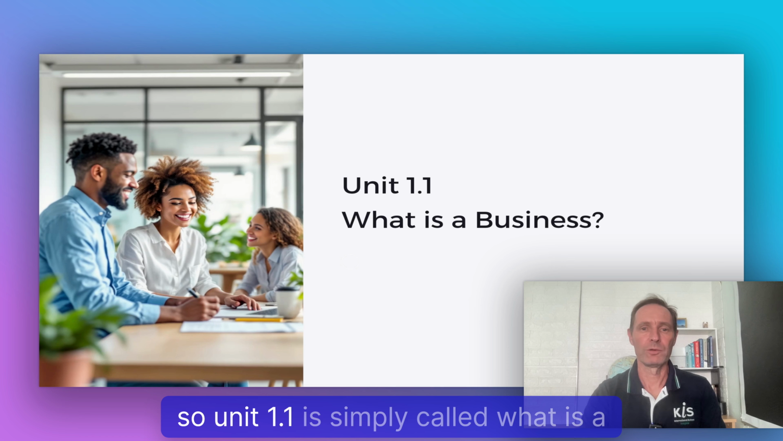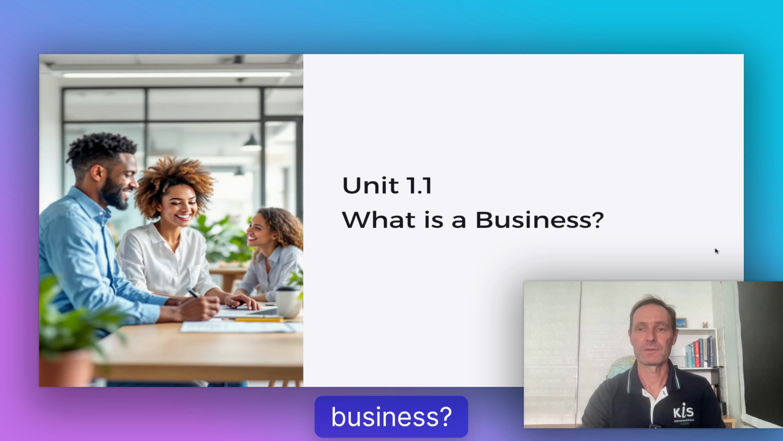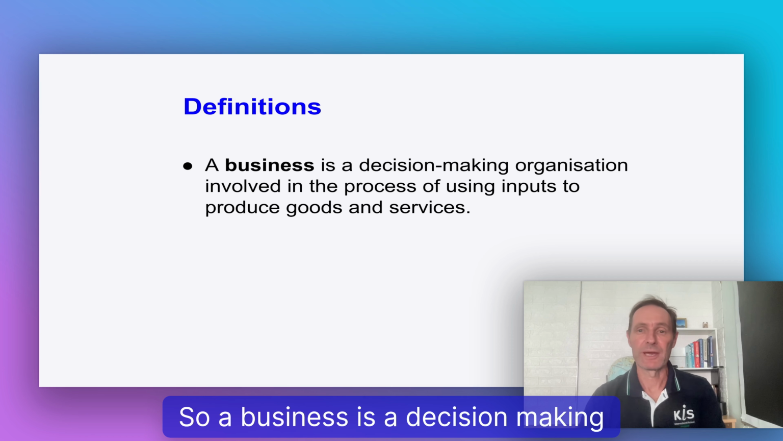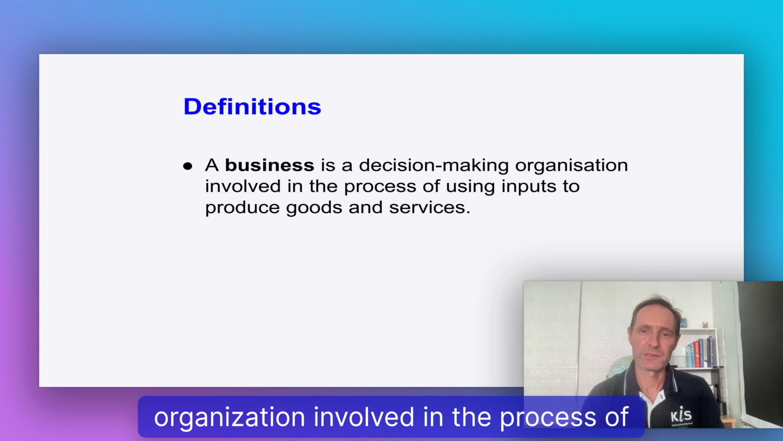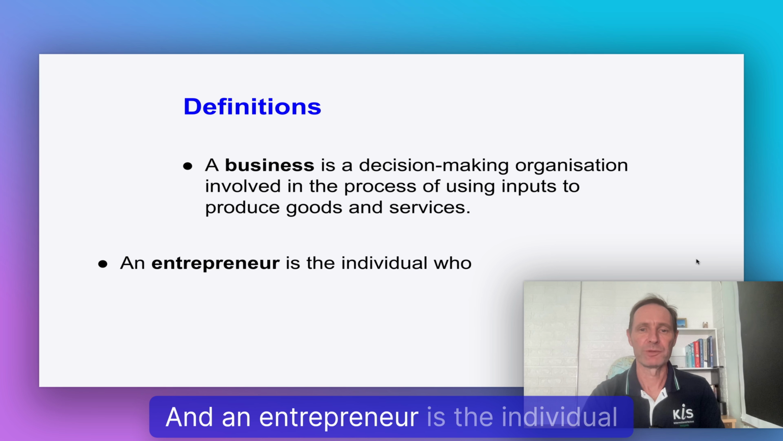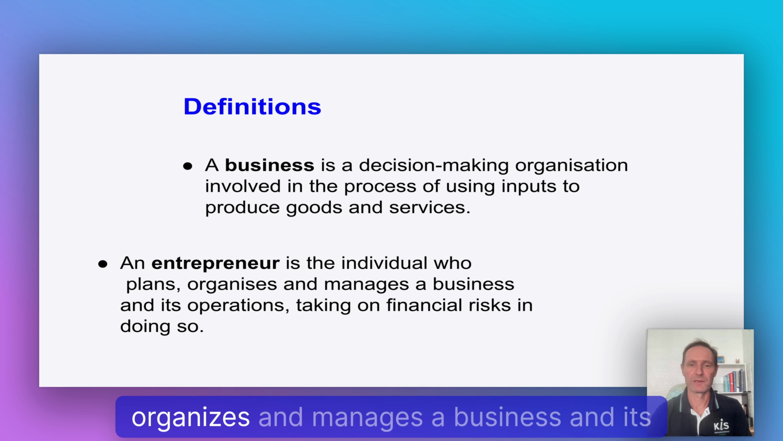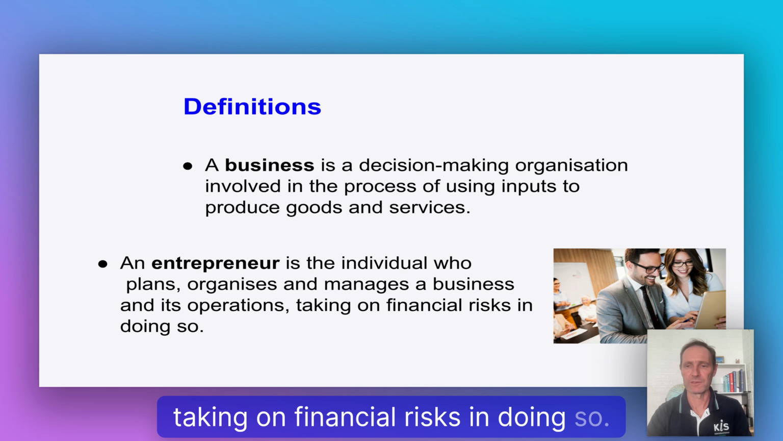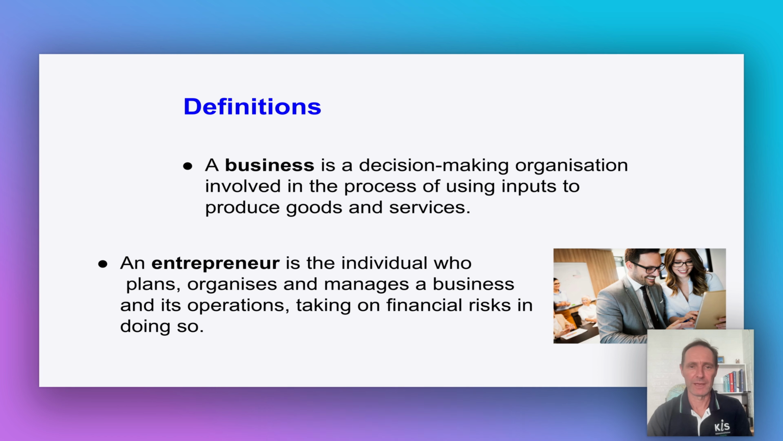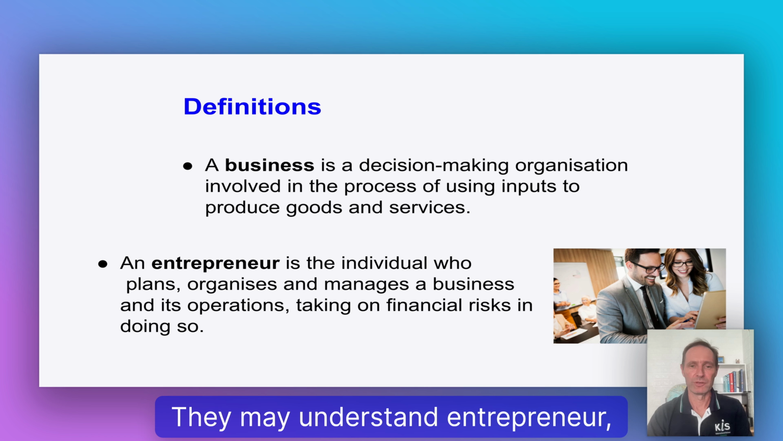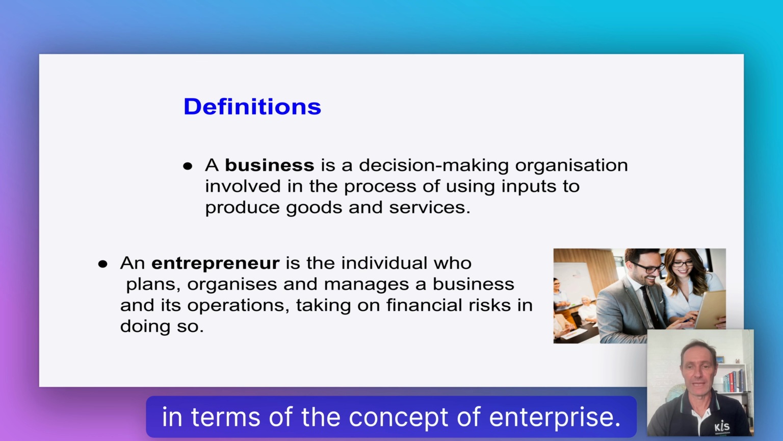Okay, so Unit 1.1 is simply called What is a Business? And so we're going to start off with a couple of definitions. So a business is a decision-making organization involved in the process of using inputs to produce goods and services. And an entrepreneur is the individual who plans, organizes, and manages a business and its operations, taking on financial risks in doing so. So many people may already have an understanding of what a business is. They may understand entrepreneur in terms of the concept of enterprise.